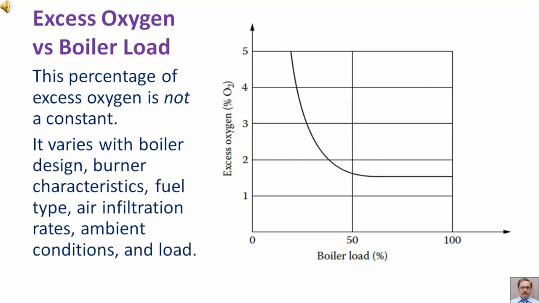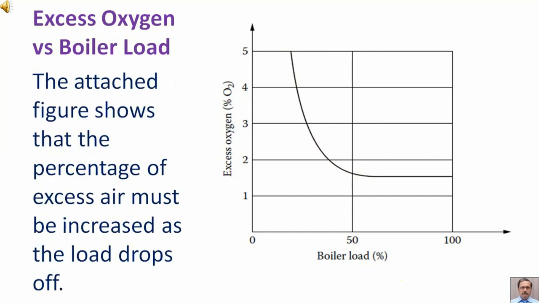This percentage of excess oxygen is not a constant. It varies with boiler design, burner characteristics, fuel type, air infiltration rates, ambient conditions, and load. The attached figure shows that the percentage of excess air must be increased as the load drops off.